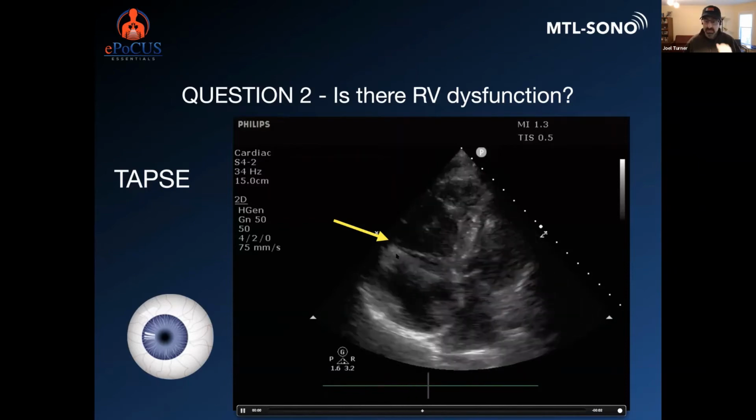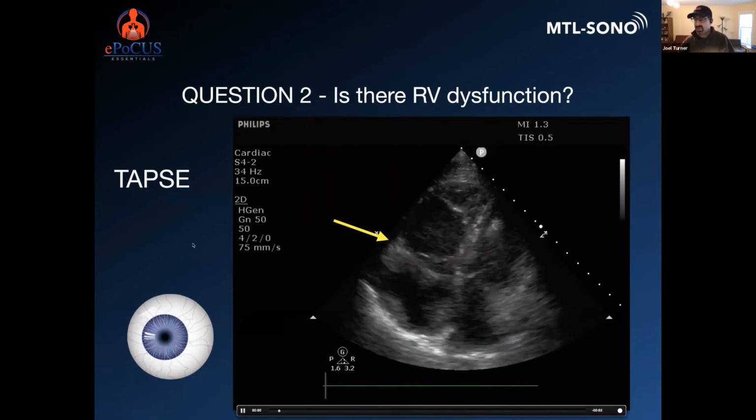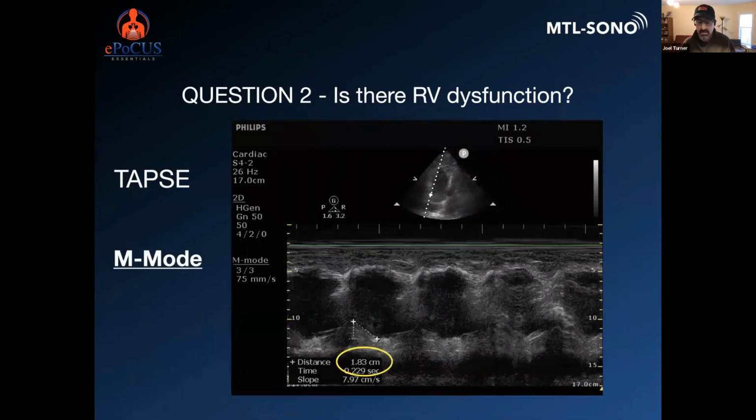Again, eyeballing it is important to get a first sense as to what you want to see on this patient. But if you want to measure it, this is where you can start to use M mode for those who have done it in the past. What you'll do is, again, you'll get your good image of your right ventricle. You're going to place your M mode cursor right along the line that crosses where that tricuspid annulus is. And then you'll press M mode again, and you'll get this time lapse image on the bottom. And then you'll just use your calipers and measure. And here the distance with this patient's TAPSE was 1.8 centimeters.